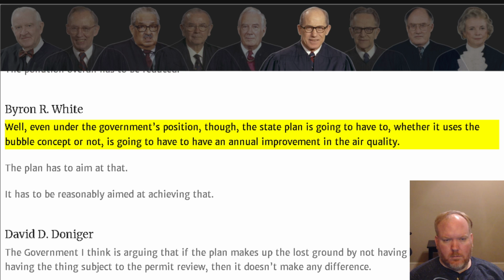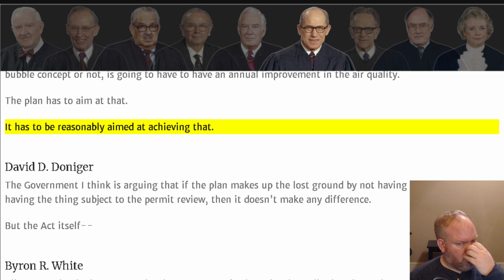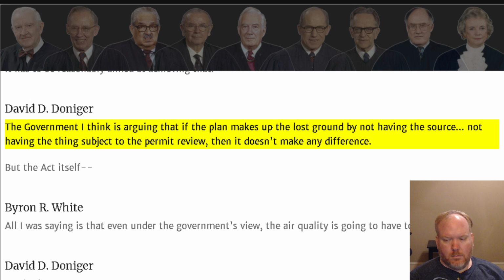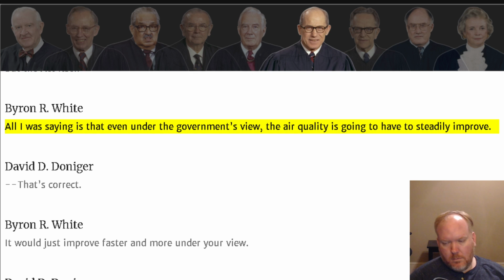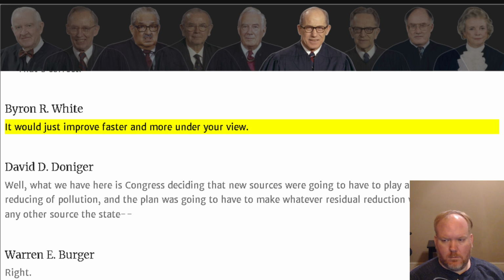Well, even under the government's position, though, the state plan is going to have to, whether it uses a bubble concept or not, have an annual improvement in the air quality. Well, I mean that the plan has to aim at that. It has to be reasonably aimed at achieving that. The government, I think, is arguing that if the plan makes up the lost ground by not having the thing subject to the permit review, then it doesn't make any difference. But all I was saying is that even under the government's view, the air quality is going to have to steadily improve. That's correct. It would just improve faster and more under your view.